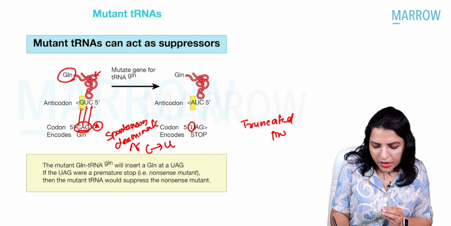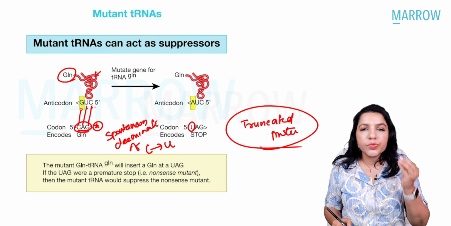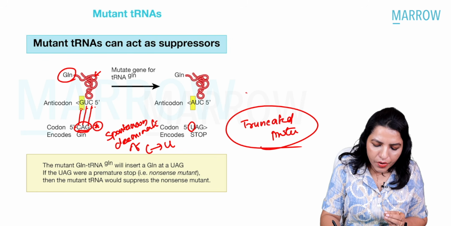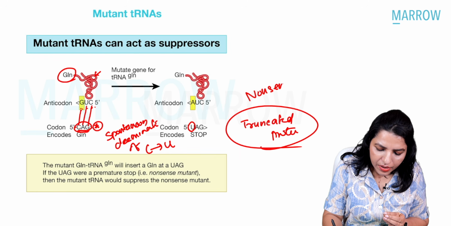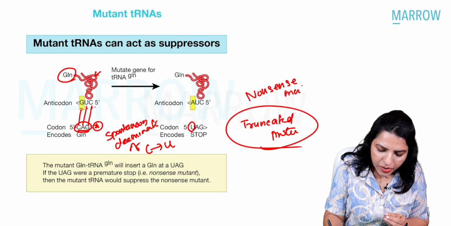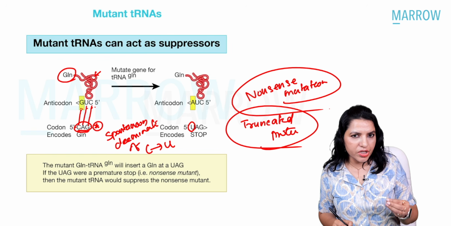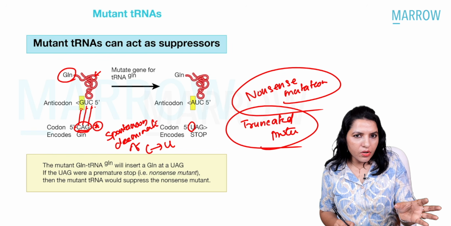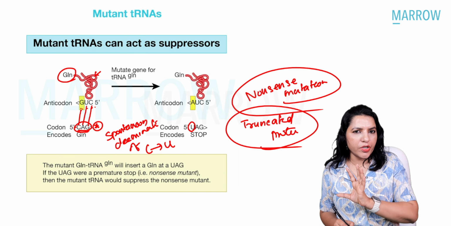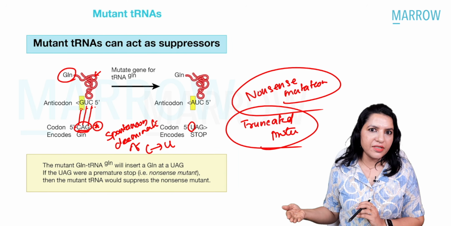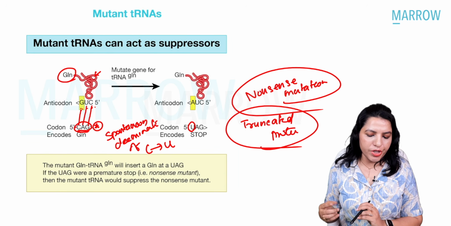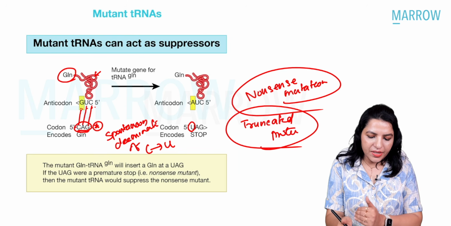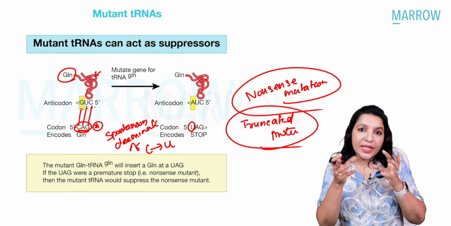Truncated protein. This mutation is called a nonsense mutation. This kind of suppressor mutation happens in a nonsense mutation, which means a coding codon is converted to a stop codon. So what we expect on the other side is that a truncated protein is produced. But what happens here is the tRNA is helping.